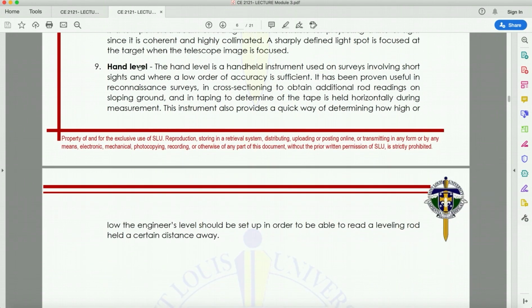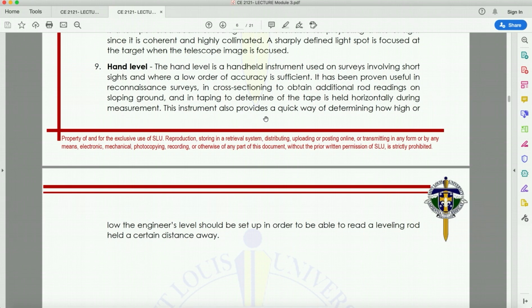Alright, number 9, hand level. The hand level is a handheld instrument used on surveys involving short sights and where a lower order of accuracy is sufficient. So, hindi masyadong low accuracy lang kailangan natin, then this can suffice. It has been proven useful in reconnaissance surveys, in cross-sectioning to obtain additional readings on sloping grounds, and in taping to determine if the tape is held horizontally during measurement.